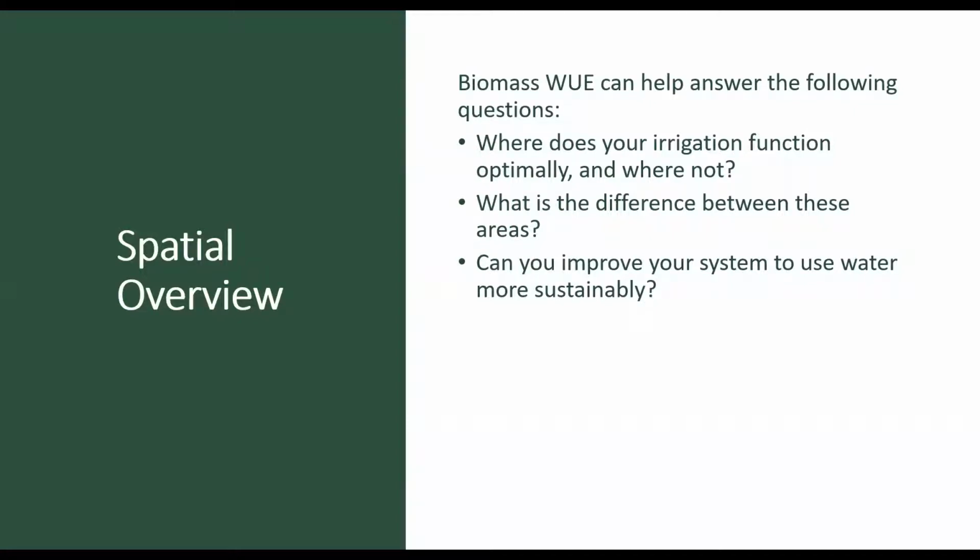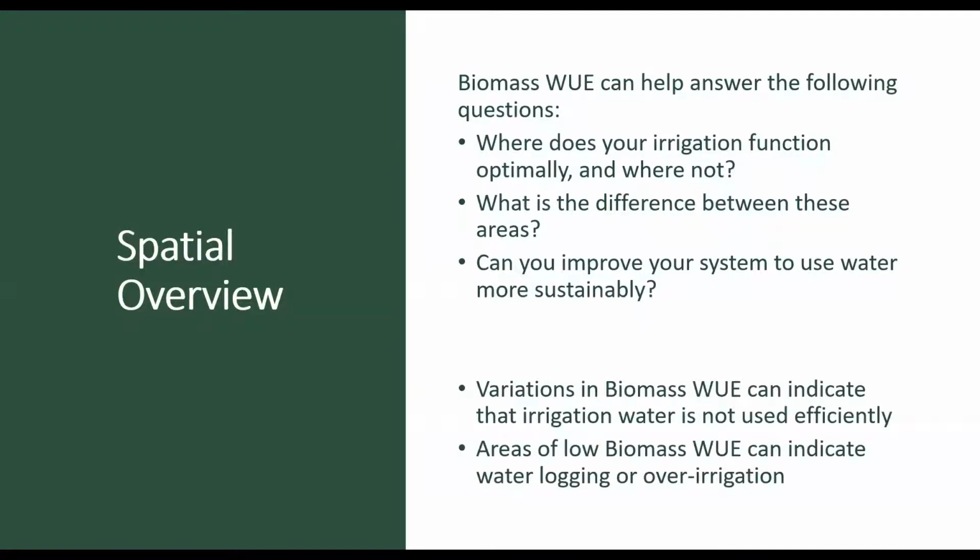Where does your irrigation function optimally and where not? What is the difference between these areas? Can you improve your system to use water more sustainably? Variations in biomass water use efficiency within an irrigation block might, for example, indicate that irrigation water is not used efficiently. Areas of low biomass water use efficiency might indicate water logging, possibly due to drainage problems or over-irrigation.